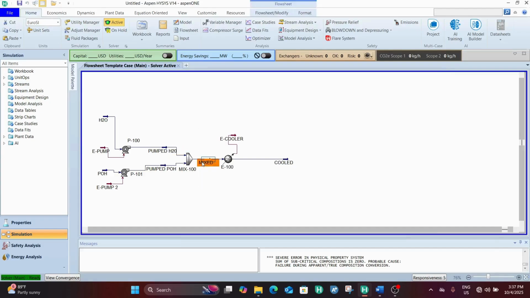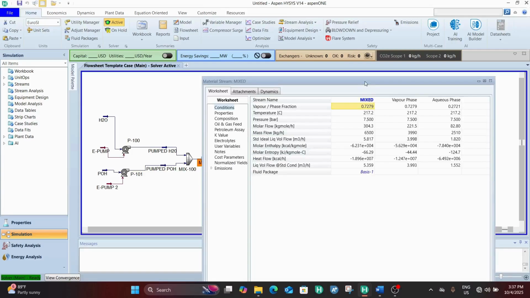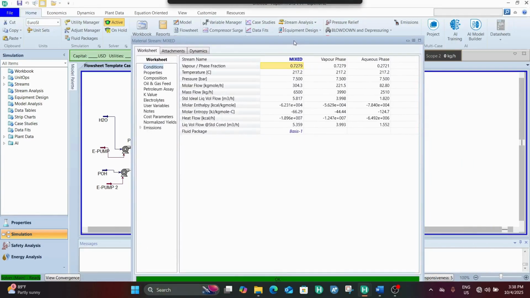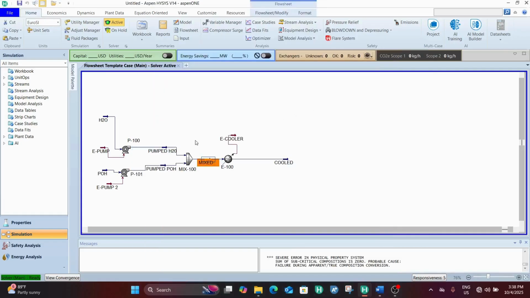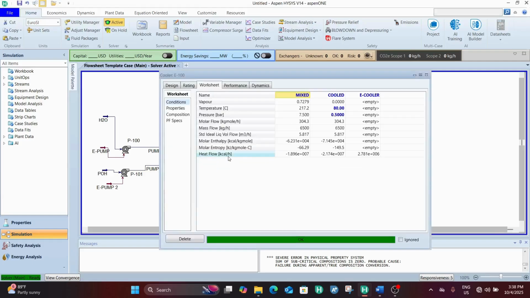Let's see what our mix looks like. Right, the same vapor fraction as before, but the temperature currently is 217.2. It became even worse because of the increment in pressure, and also the reaction between the potassium hydroxide and water is exothermic. So we need to be at 7 bar here. We lost 0.5 bar pressure loss, and at a temperature of 80 Celsius. I think that works.